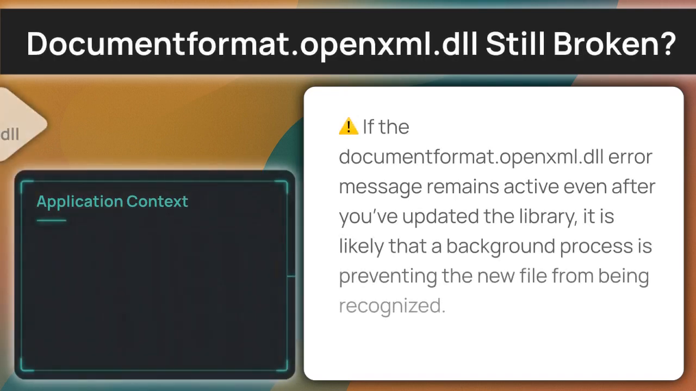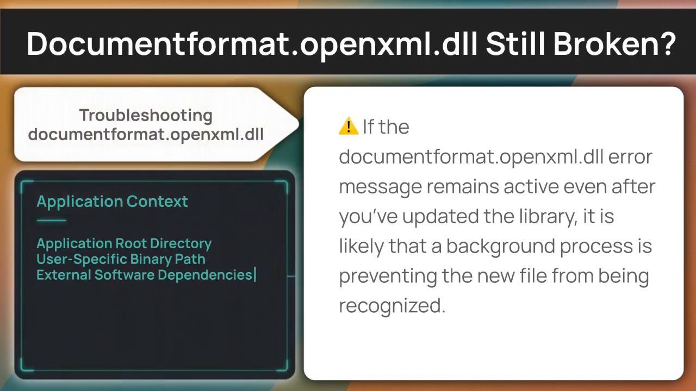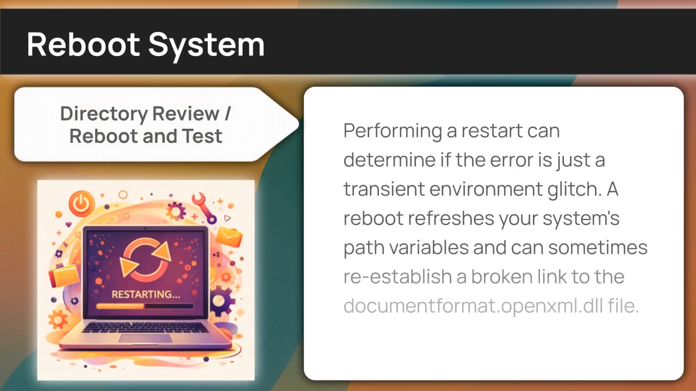If you are still encountering the error after following the official setup, it's time to investigate the underlying system architecture. Performing a restart can determine if the error is just a transient environment glitch. A reboot refreshes your system's path variables and can sometimes re-establish a broken link to the DocumentFormat.OpenXml module file.